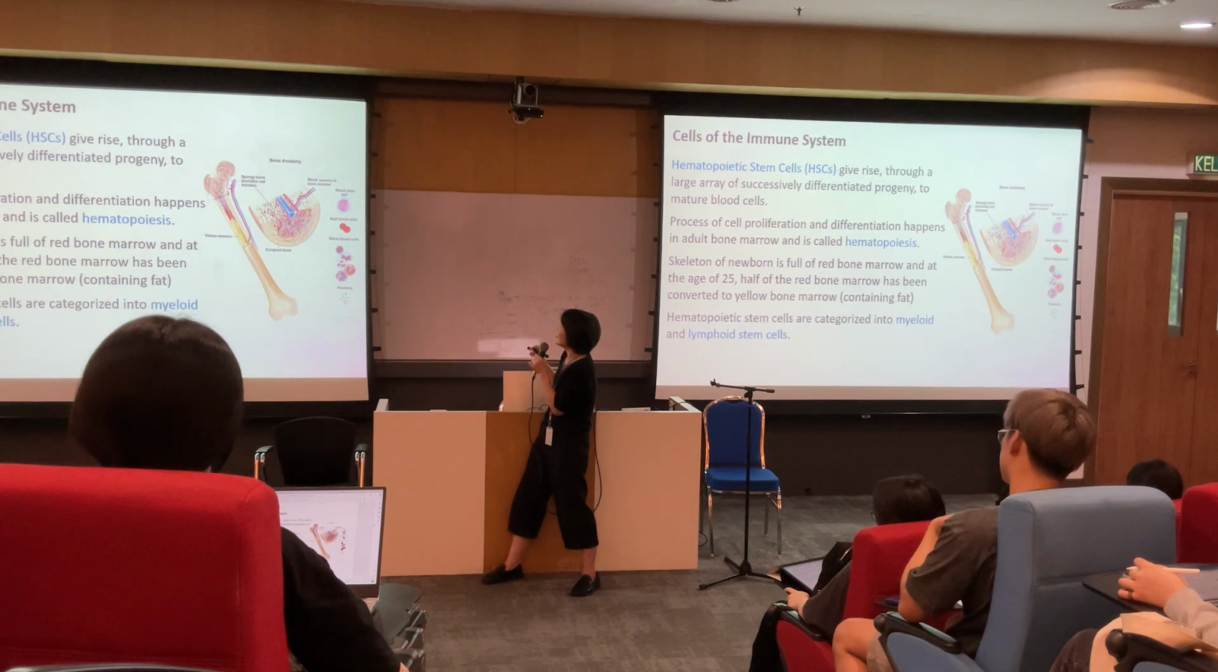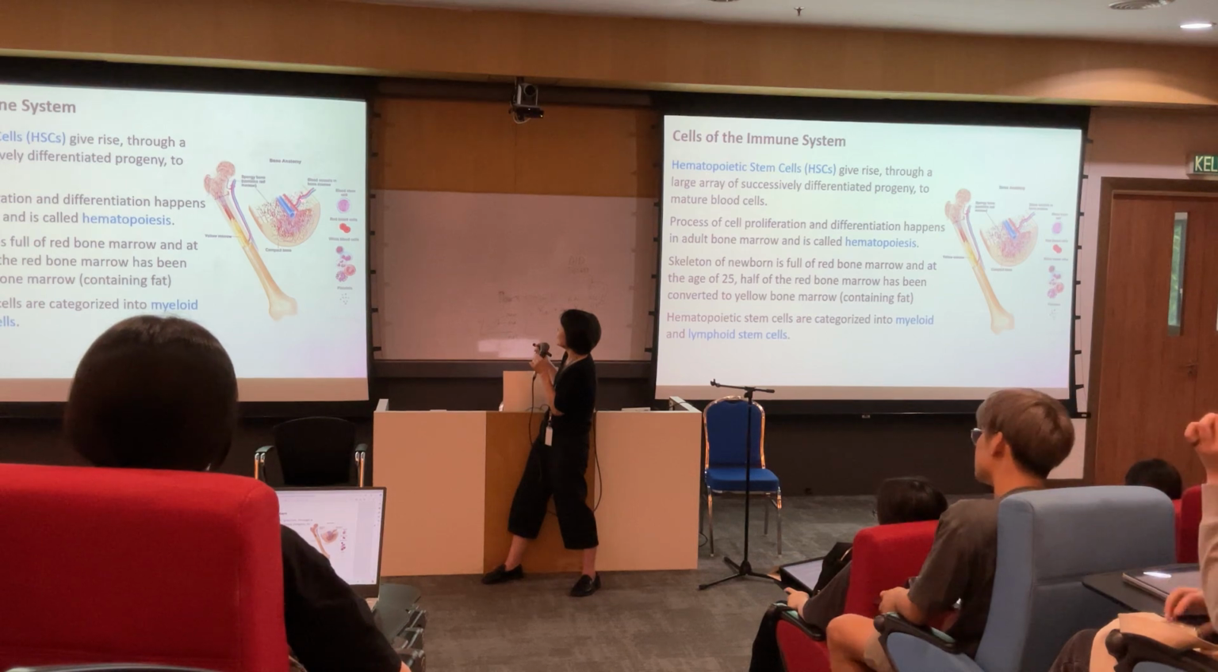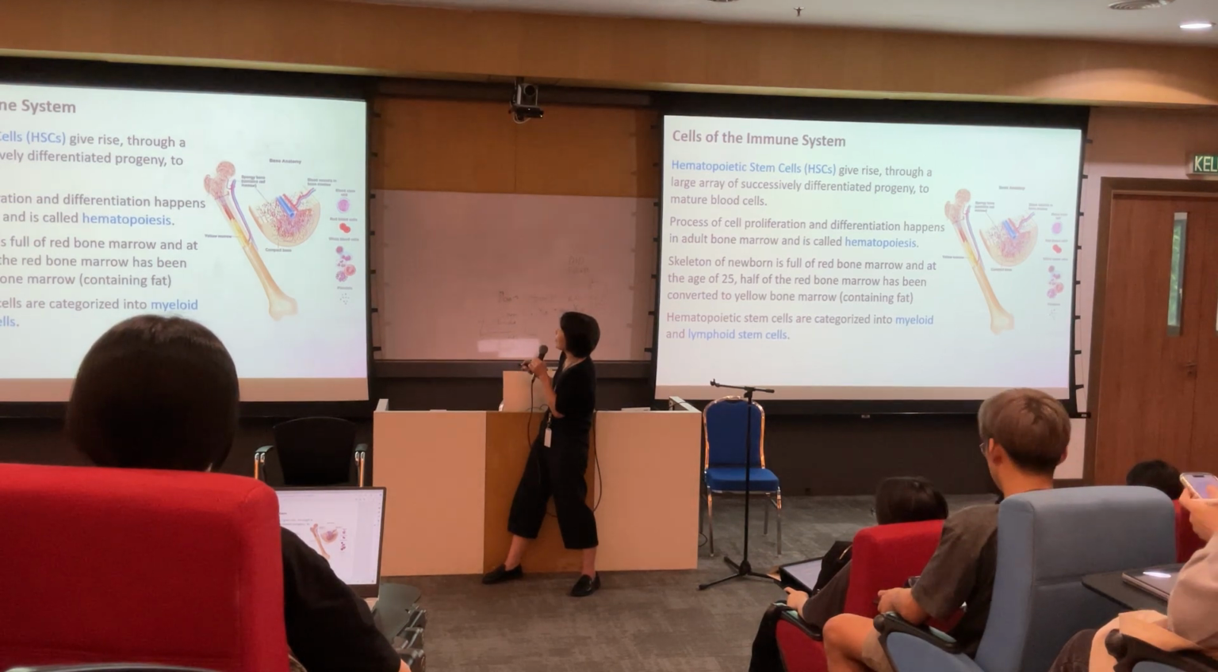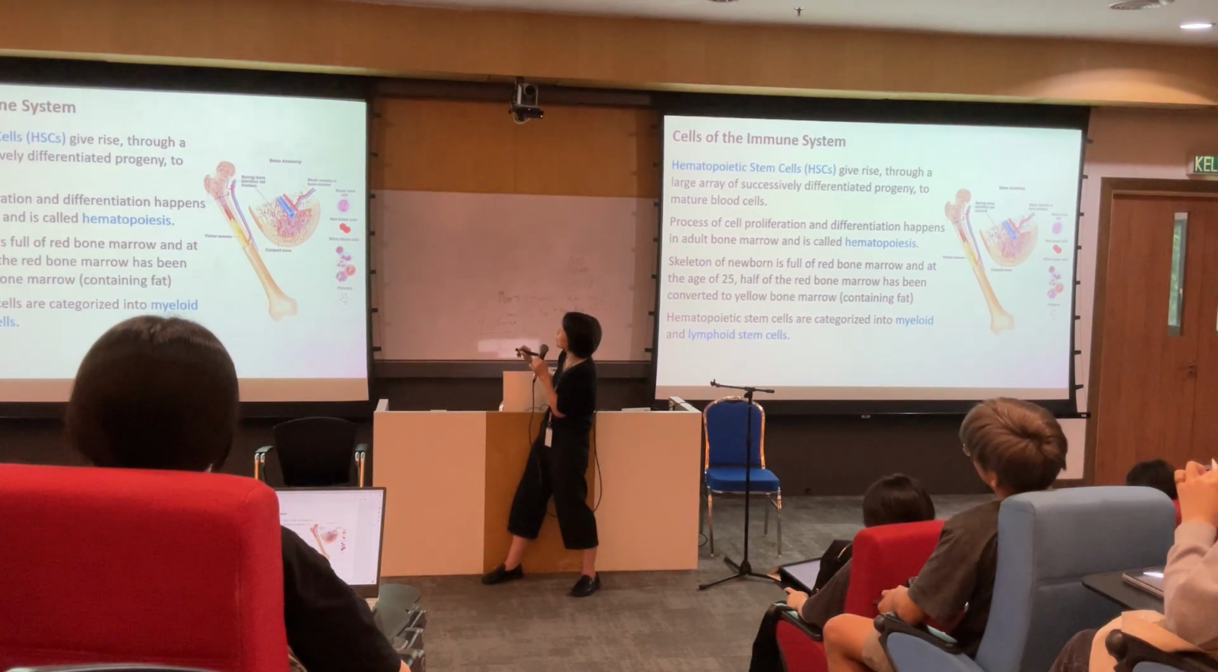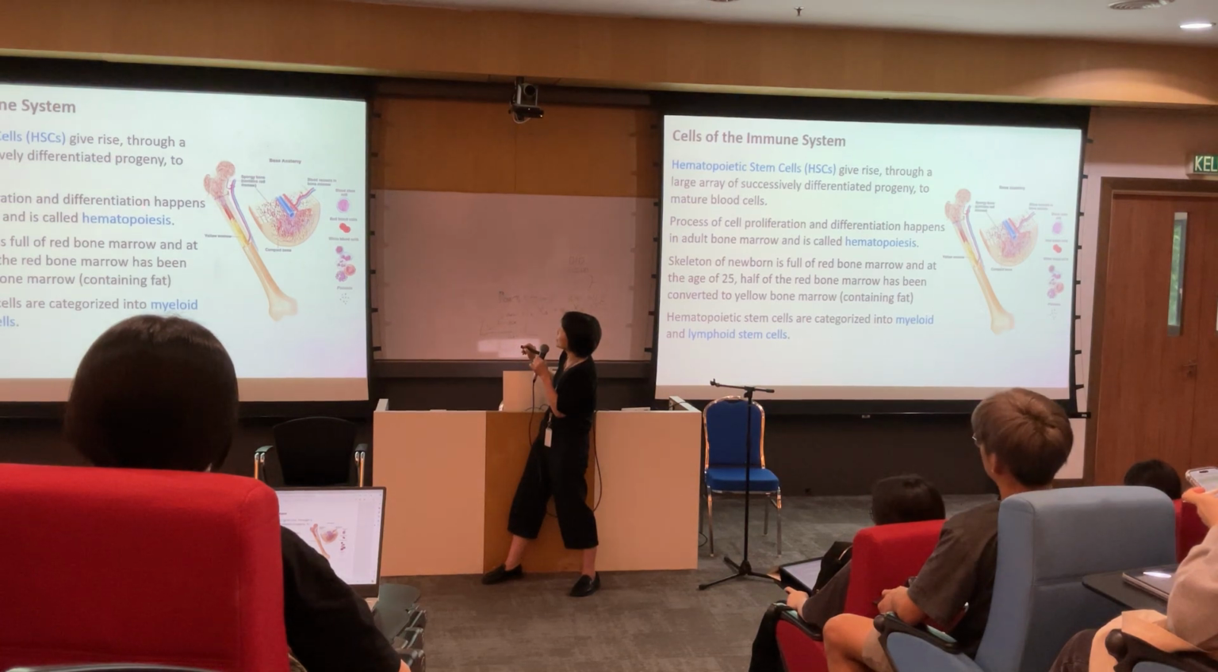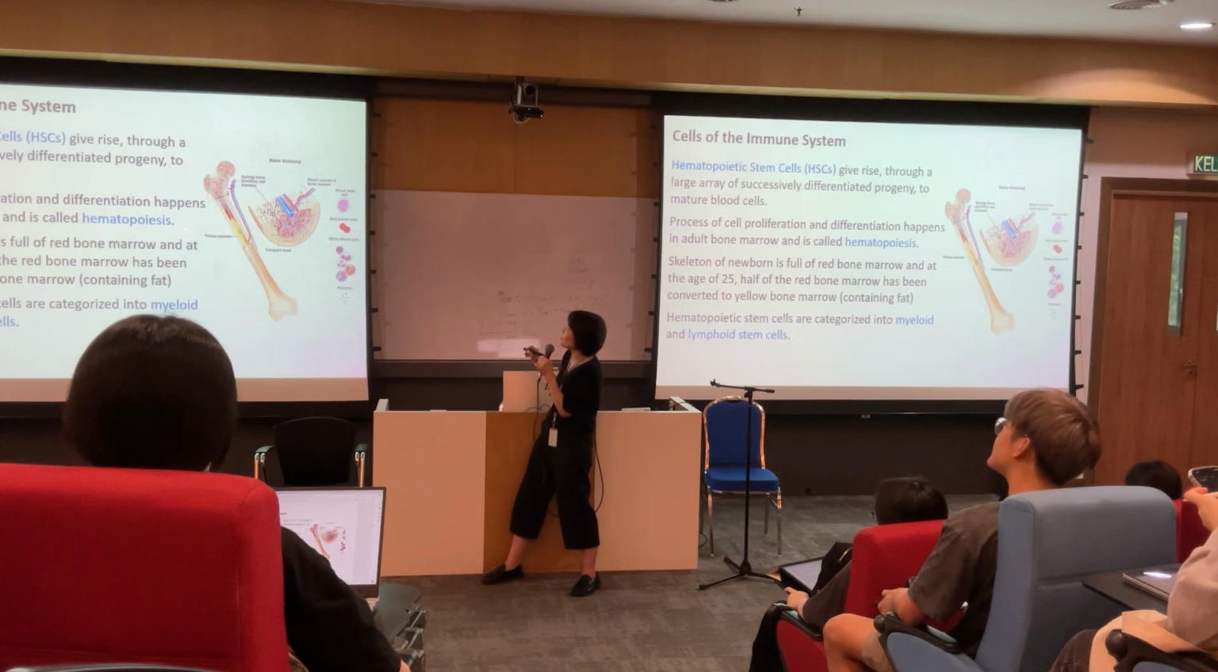They are actually present in the bone marrow, and the processes of cell proliferation and differentiation happen in the bone marrow. We call that hematopoiesis. All right.